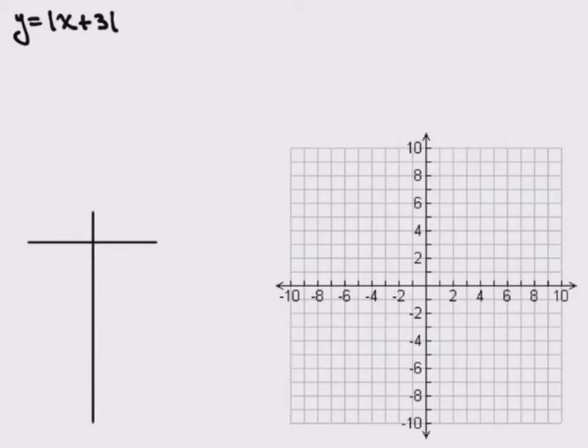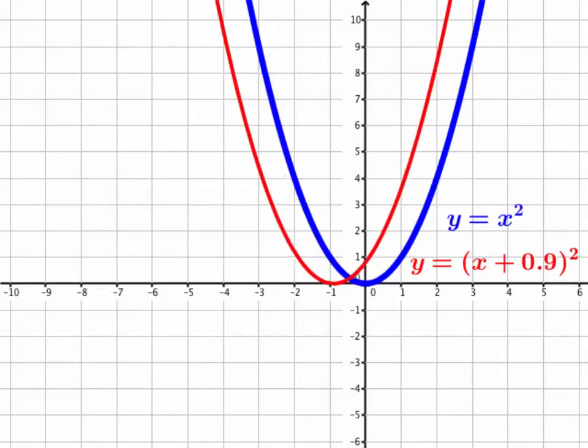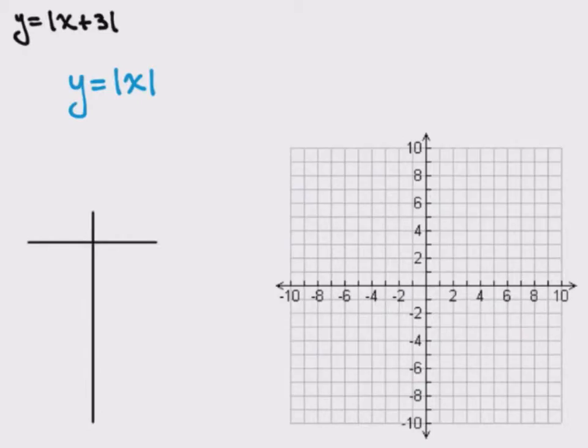Alright, now let's graph the ordered pairs for y equals the absolute value of x plus 3. Now, of course, the only way that this differs from our baseline equation y equals the absolute value of x is that now we've replaced the x with an x plus 3. Now, a flashback to before, we had a similar manipulation where replacing the x in the equation with an x plus 7 had the effect of moving our graph to the left 7 units. So, going back to this equation, let's see what happens to the graph as a result of replacing the x with an x plus 3.